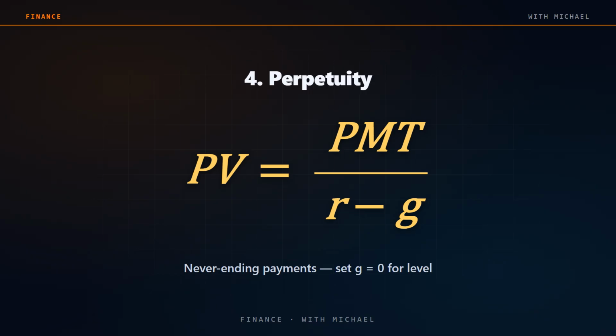1. Confusing ordinary annuity with annuity due. Annuity due adds a 1 plus R factor at the front. 2. Using annual rate when the period is monthly. 3. Forgetting to subtract the initial investment when computing NPV. 4. Applying perpetuity formula to a finite annuity.